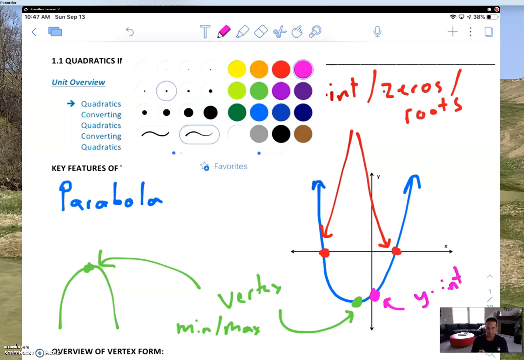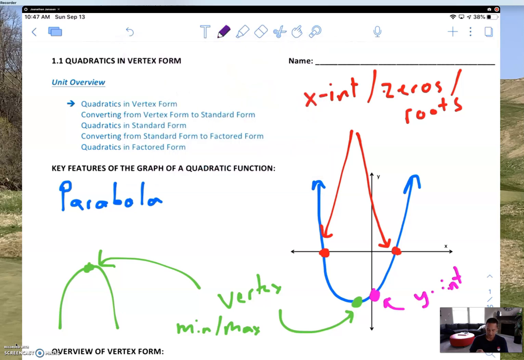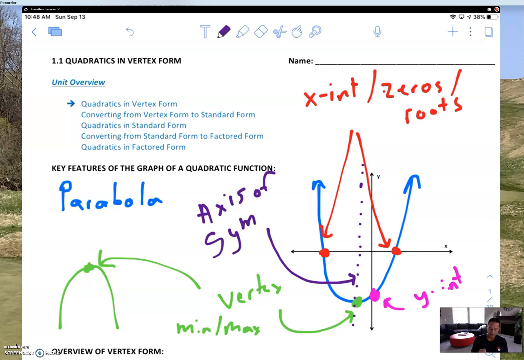Now there's one other definition I want to quickly touch on, and it's this imaginary line that goes right through the middle of the graph. And you've probably heard that called the axis of symmetry. And that's because the graph is the exact same to the left of it as it is to the right of it. So axis of symmetry, it goes right up through the vertex, up through the middle of the graph.